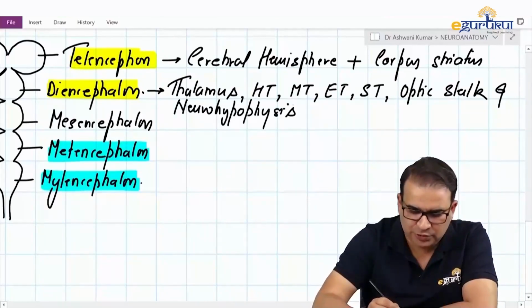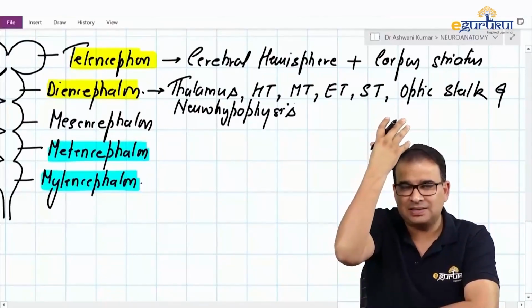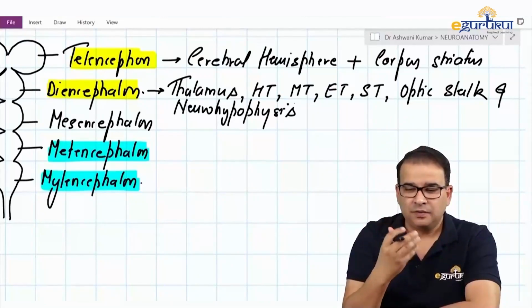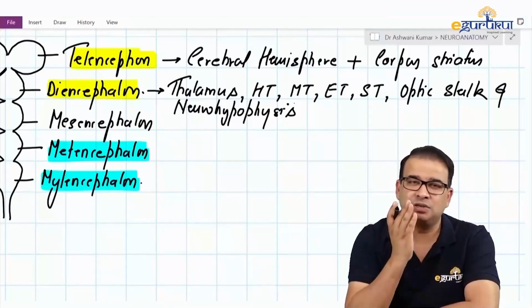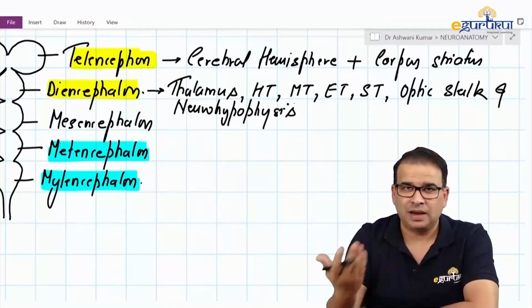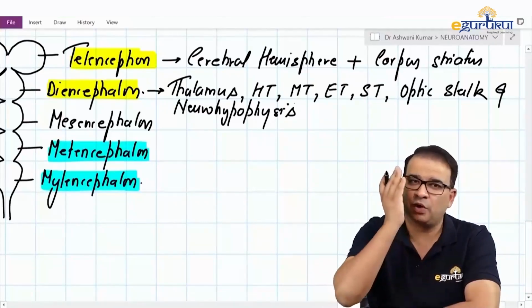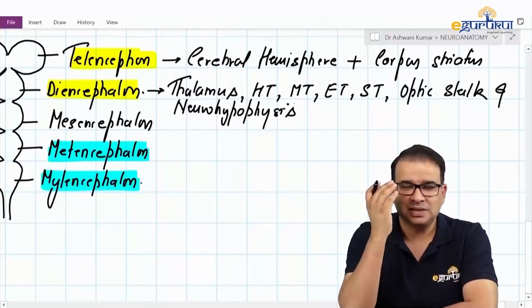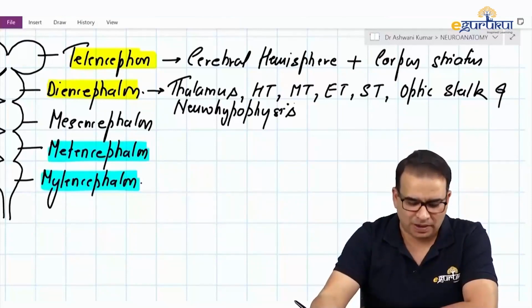Neurohypophysis, the posterior pituitary. See, the posterior pituitary or neurohypophysis is an extension from the diencephalon, whereas the adenohypophysis or anterior pituitary is an extension from the surface ectoderm, and I hope you know about this, that is called Rathke's pouch. So Rathke's pouch is the one which forms the adenohypophysis, and the neurohypophysis is an extension coming from the neural tube, from the diencephalon part.